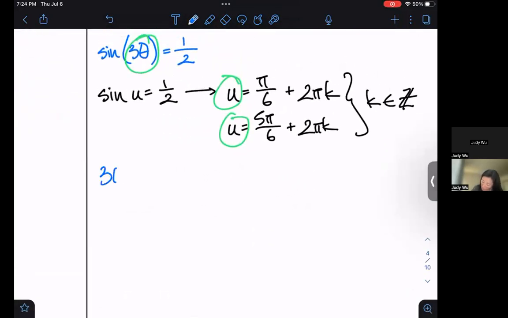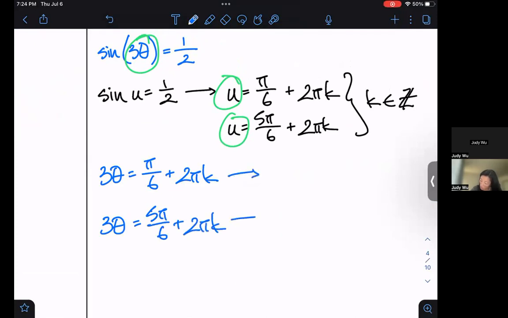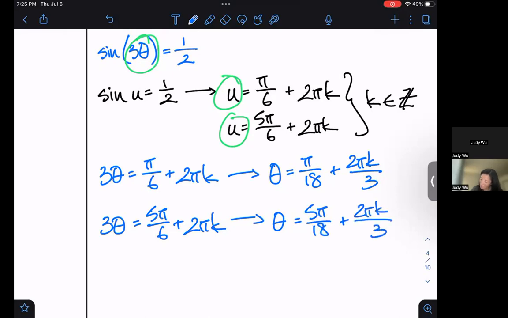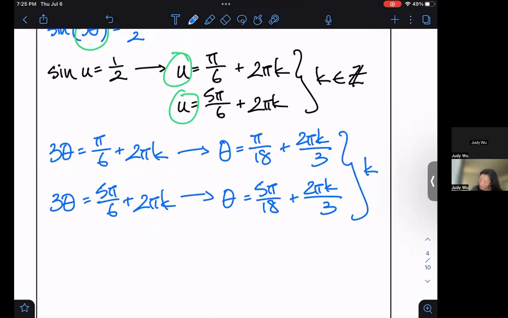So we're going to put the 3 theta back in to both of our solutions. 5 pi over 6 plus 2 pi k. And I'm going to divide everything by 3. So theta equals pi over 18 plus 2 pi k over 3, and theta equals 5 pi over 18 plus 2 pi k over 3. And in both cases, k is an integer.